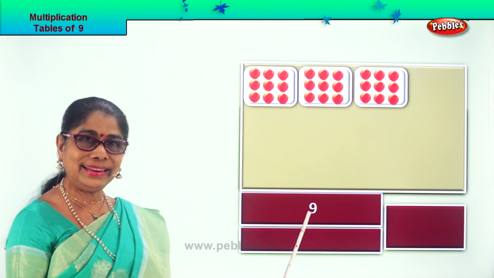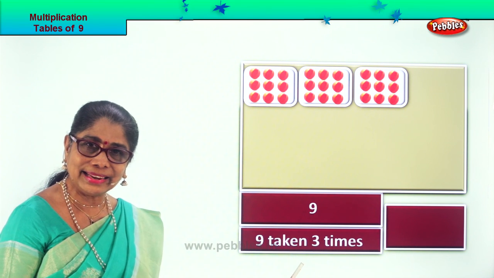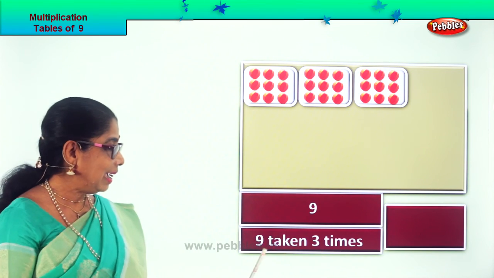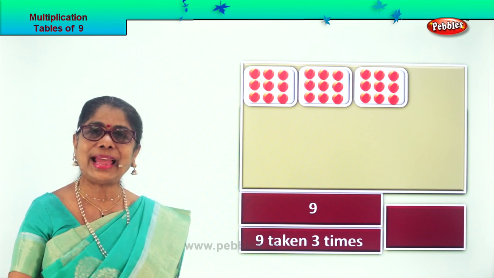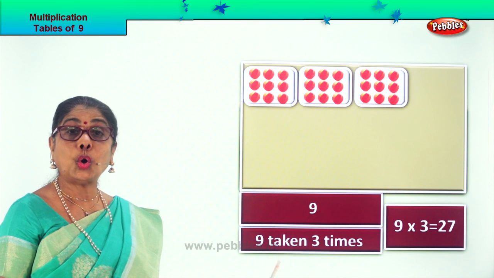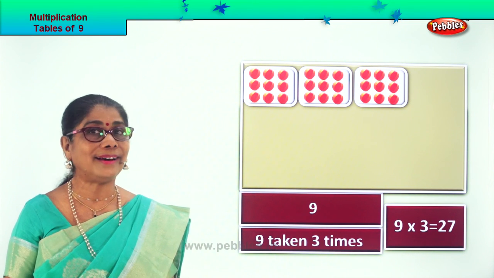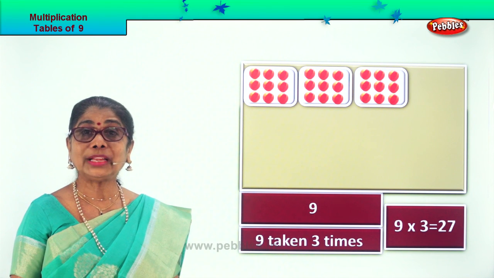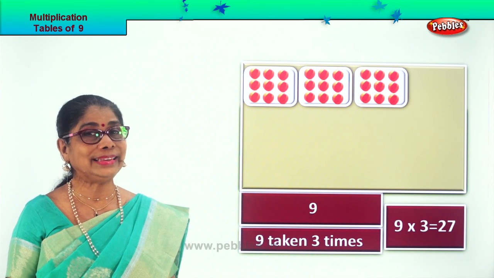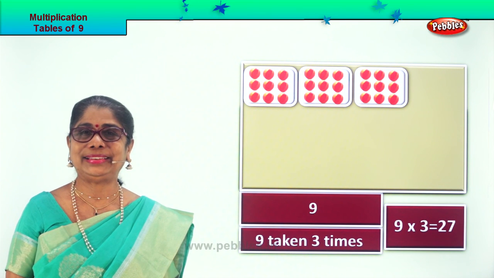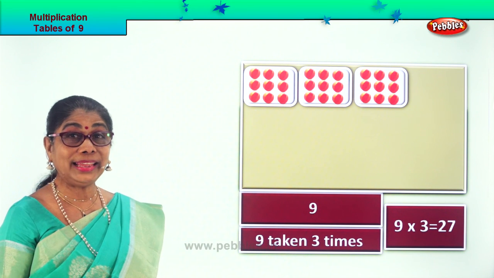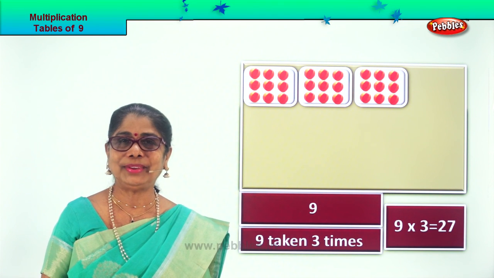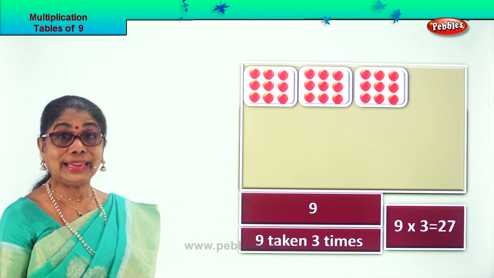Good. So we write 9 here. 9 taken 3 times. Once, twice, 3 times. 9 taken 3 times. What is that? 9 into 3 or 9 threes are equal to 27. 9 threes are 27. 9 into 3, 27. So 9 taken 3 times equal to 27. Good. Are you enjoying building of 9 times table?